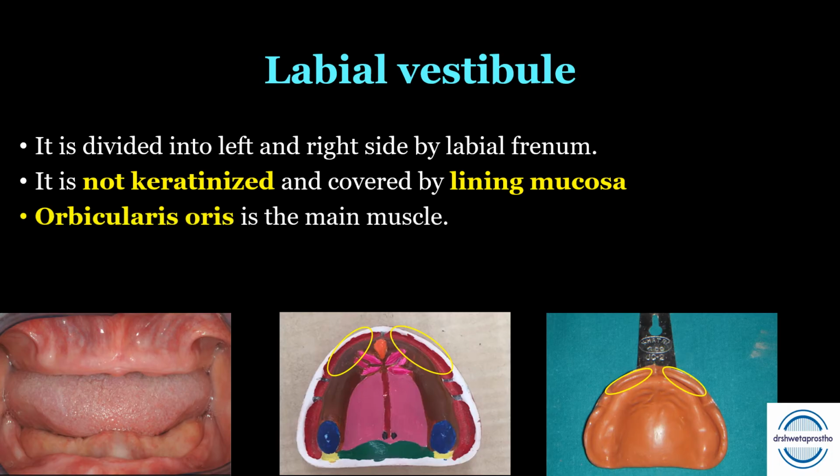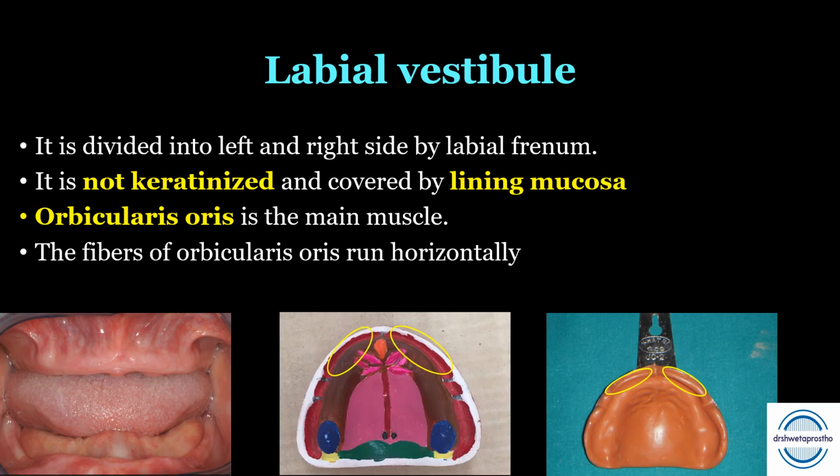Orbicularis oris is the main muscle in this region. Now the muscle part you will easily correlate when you study the head and neck muscles. But yes, I will tell you all the muscle attachments in the denture bearing area. So orbicularis oris is the main muscle in this region. The fibers of the orbicularis oris run horizontally. I will show you the picture also of this muscle.